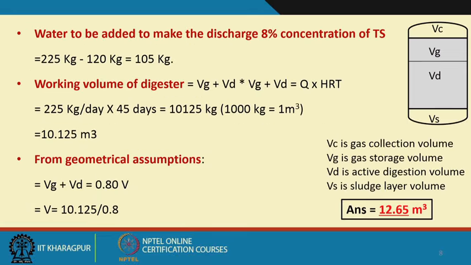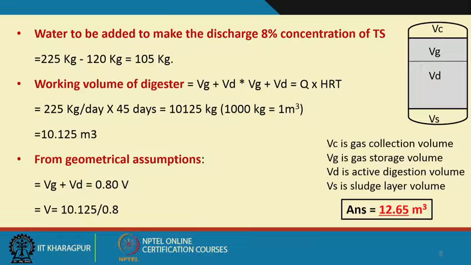Now, the water to be added to make the discharge 8% concentration of the total solids we have to check out. So, it is 225 kg minus the 120 kg, which is equivalent to 105 kg. So, this is the total amount of water to be added to make the discharge of 8% concentration of the total solids. And now, I have to determine the working volume of the digester.